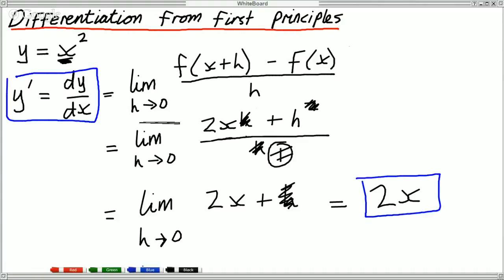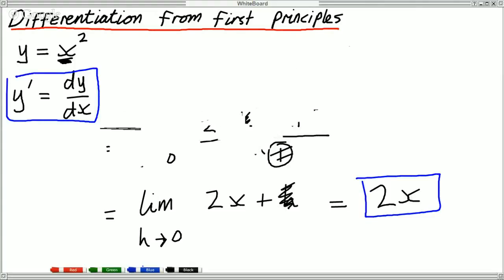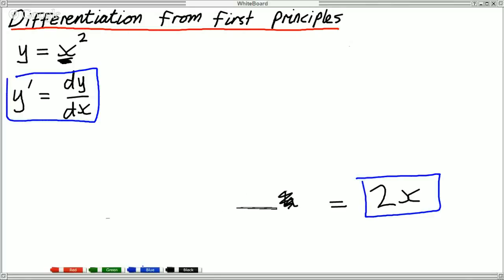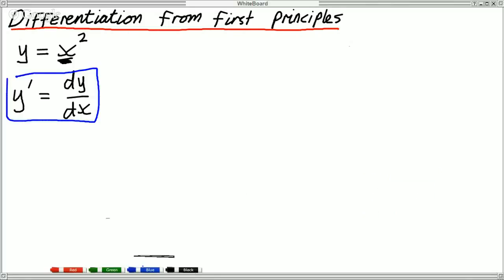So this will tell us the gradient at different points on the curve, different values of x. So if you want to know the gradient when x equals 1, you just substitute 1 into 2x. And if you want to know the gradient when x equals negative 10, you'd substitute in negative 10 and you'd get the gradient is negative 20.